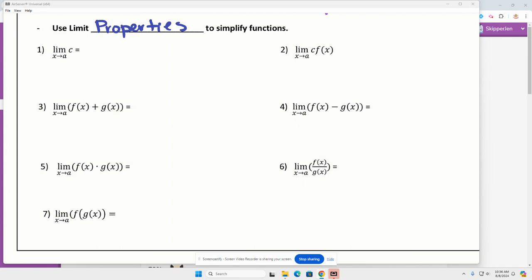I'd say all of them except for the 7th one are almost self-explanatory. Maybe not the first one, but once I show you 3, you're going to be able to fill in 4, 5, and 6. But if we have the limit as x approaches some number of just a number, what do you think that limit would be?